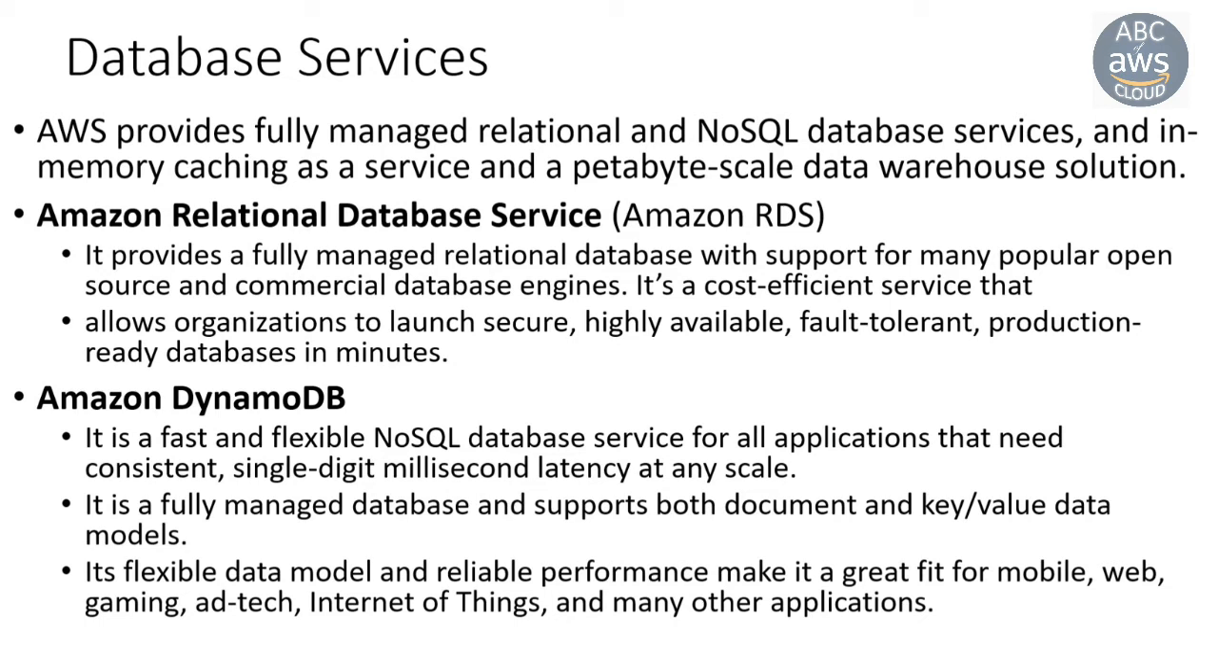Next is Amazon DynamoDB. DynamoDB is a NoSQL database. It is a fast and flexible NoSQL database service for all applications that need consistent, single-digit millisecond latency at any scale. If you compare to RDS, Amazon DynamoDB is faster. It is a fully managed database and supports both document and key-value data models. Its flexible data model and reliable performance make it a great fit for mobile, web, gaming, ad tech, Internet of Things, and many other applications.